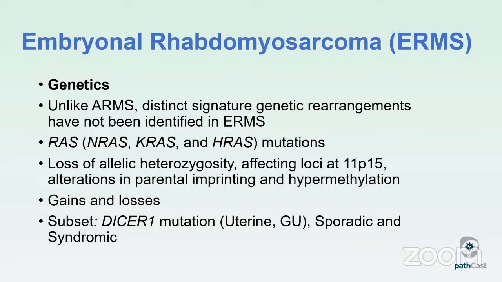And while a majority of embryonal rhabdos are sporadic, some are syndromic, including the ones that are associated with Li-Fraumeni, associated with neurofibromatosis 1, and the ones that are associated with Dicer syndrome. So a subset of embryonal, interestingly, show DICER1 mutation. Those ones are reported in GU tract and uterus, but those could be both sporadic and syndromic. And there's currently a debate whether or not these Dicer mutated ones, whether sporadic or syndromic, should be characterized as a separate category.